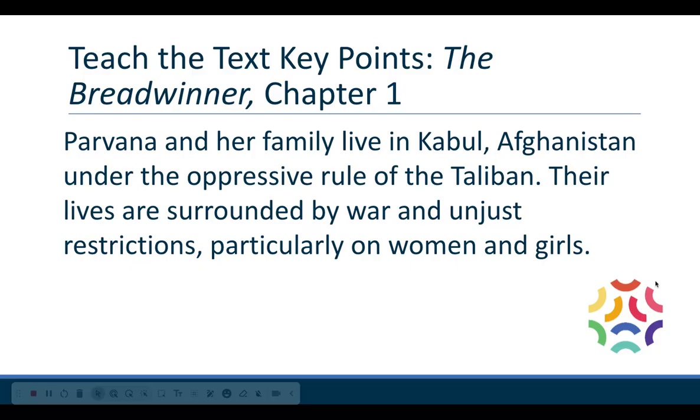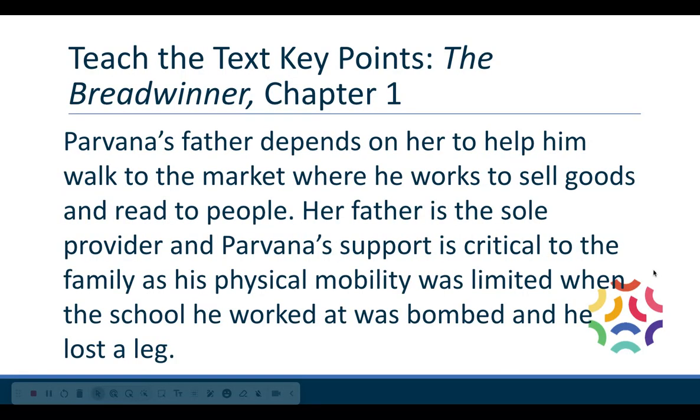The chapter begins by describing Parvana's family, their living conditions, and the hardships that they face. This juncture is crucial because it establishes the setting, an apartment in Kabul, and the backstory of the family's struggle since the Taliban took over power. This key point here, again, highlights a critical part of the text. It illustrates the physical limitations of her father, suggesting why Parvana's support is vital and setting up the tension for what will happen if he's unable to work.